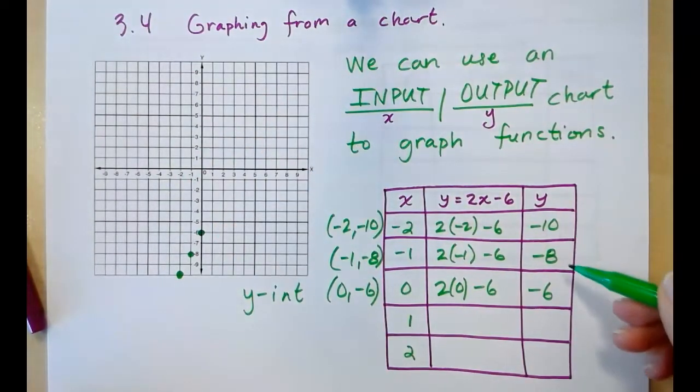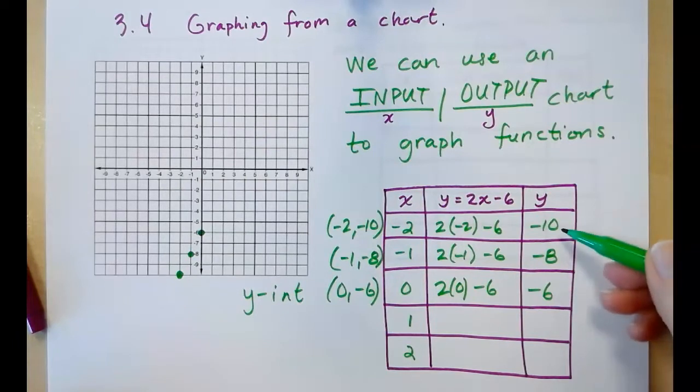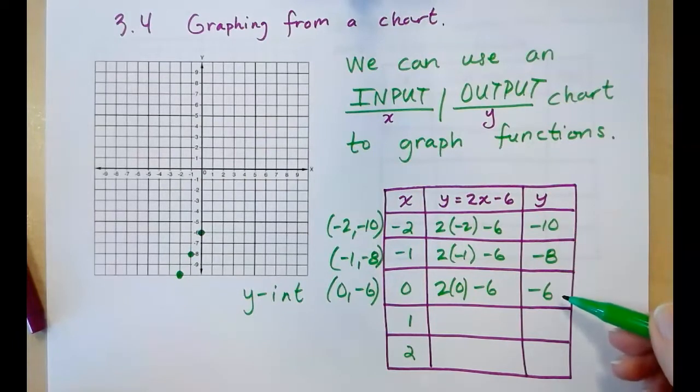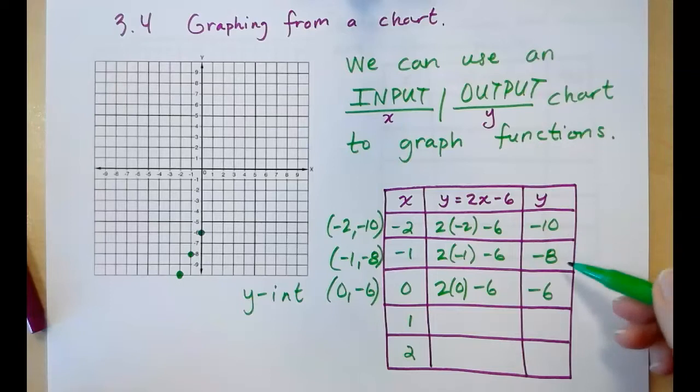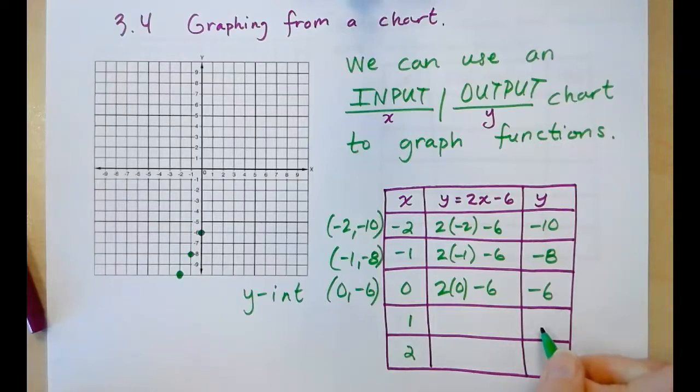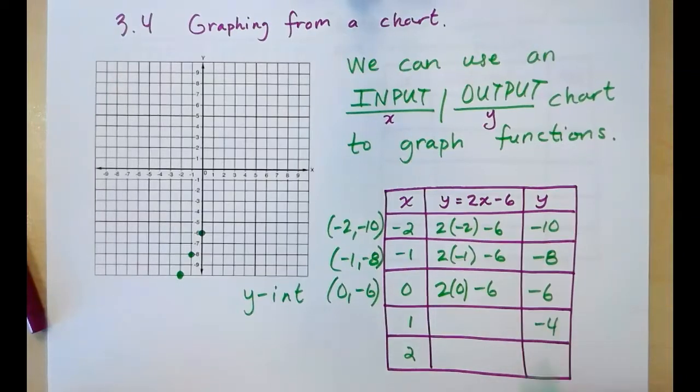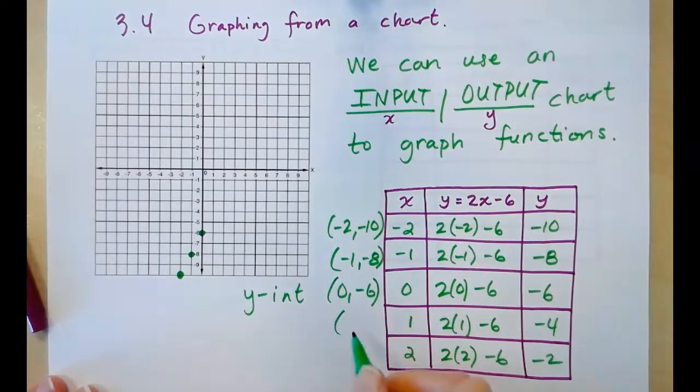So look at what's happening to our y values. They are increasing by 2. -10 plus 2 is -8. So I'm betting the next one's going to be -4. Let's check it out. 2 times 1 minus 6, that's 2 minus 6, that's -4. We are correct. Lastly, 2 times 2 minus 6, 4 minus 6, that's -2. So we've got 2 more points to plot, and then we can graph our function.